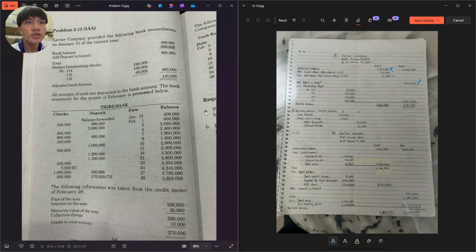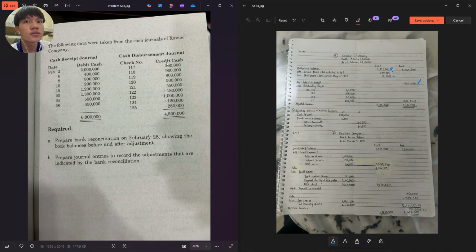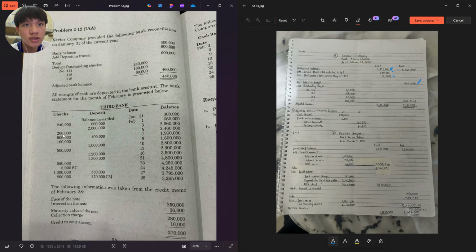So why are they outstanding? Because you cannot see the values here. So these, other than those checks mentioned before, like check 118, 900,000, you can see 900,000 here, so it's reflected. So those are our outstanding checks. So 610,000, you deduct that from the total of 3,265 and the 450 to get 3,105,000. So that's your adjusted balance per bank.